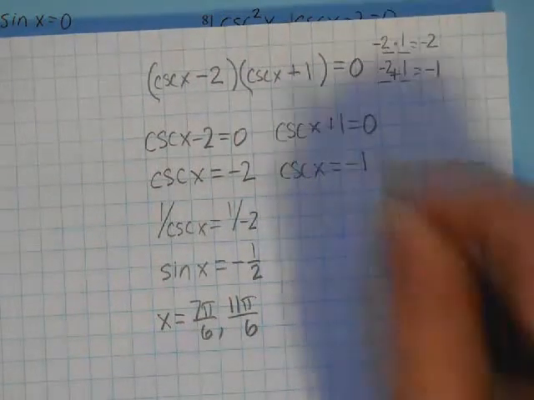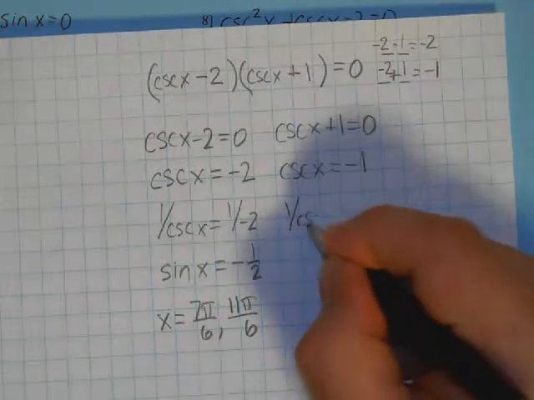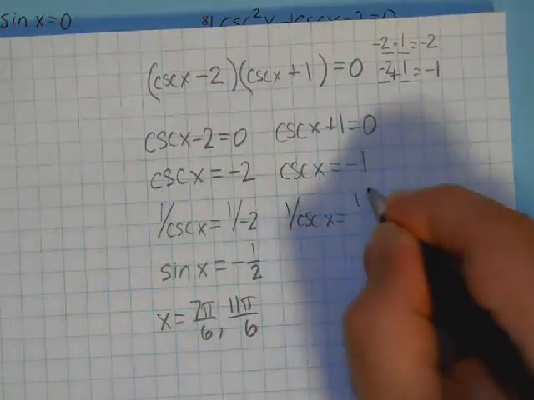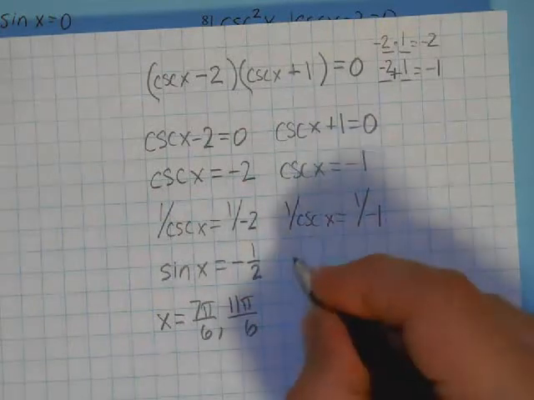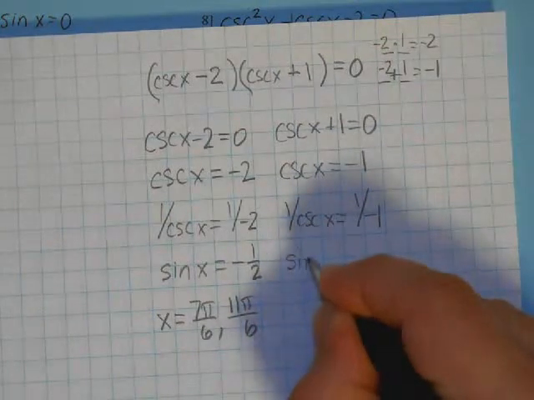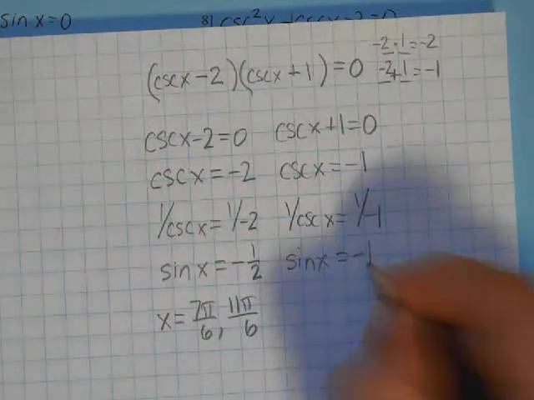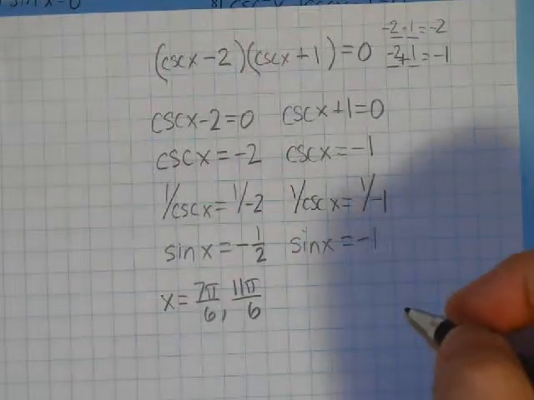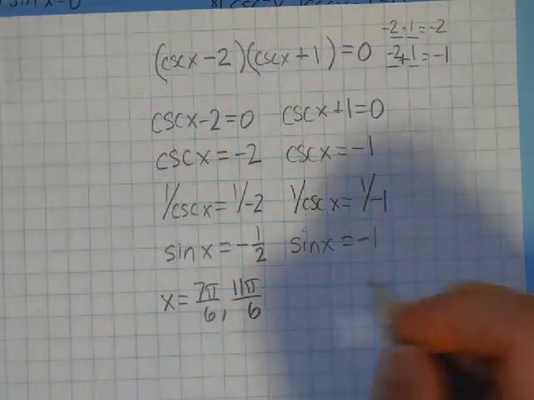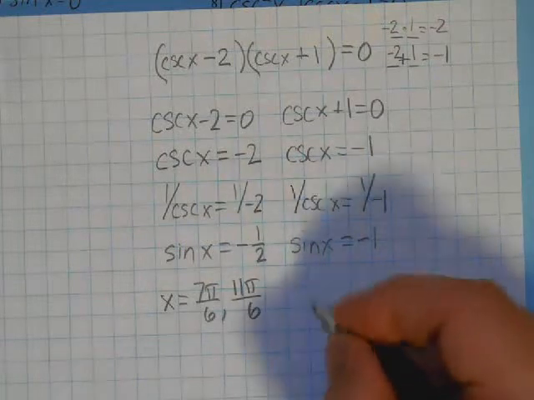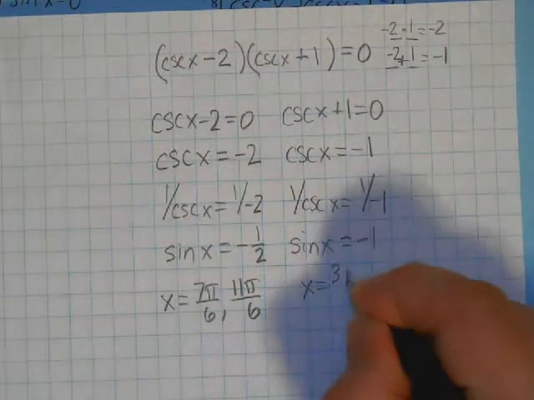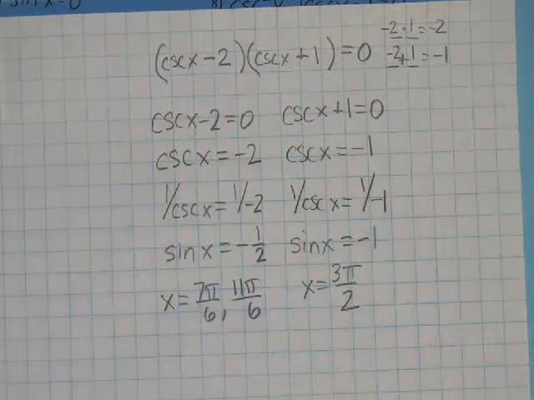Here, I'll subtract 1 from both sides. I'll take the reciprocal of both sides, and I get sine x equals negative 1. Looking at the unit circle, I see sine is negative 1 at 3 pi over 2.